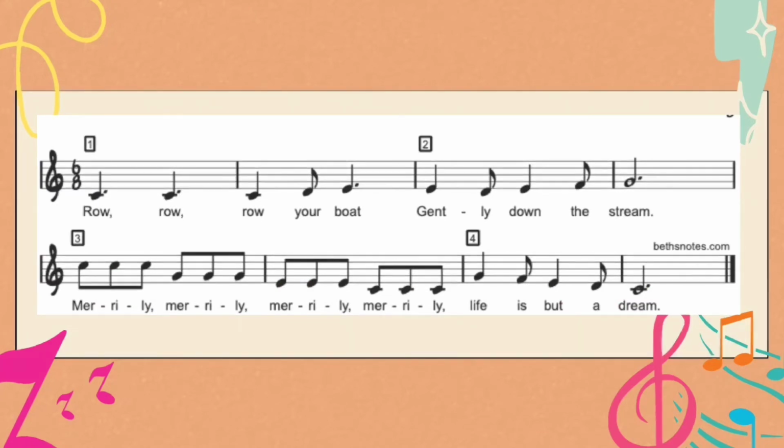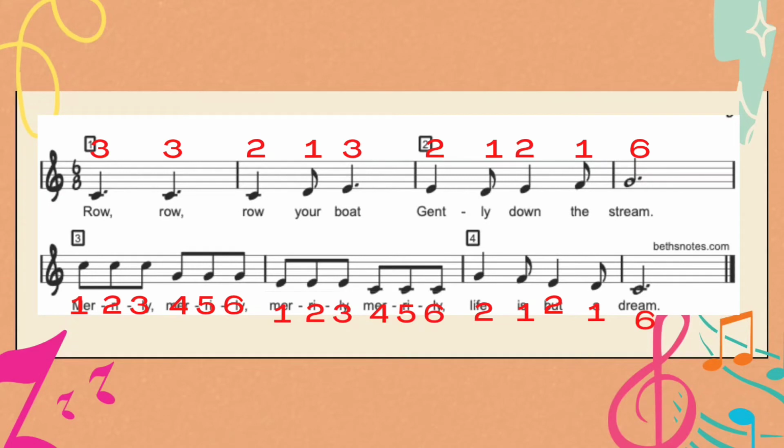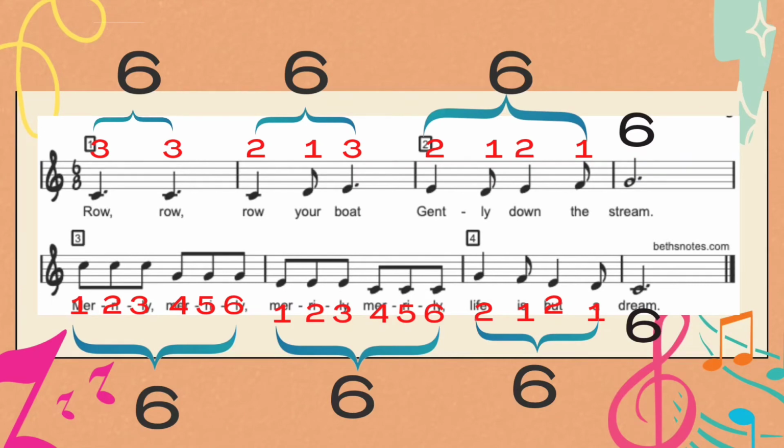Now, let's take a look at the rhythmic pattern of what we sung. The song Row, Row, Row Your Boat has a 6/8 meter. Let's all count every measure. As we can see in the pattern, every measure has 6 beats.